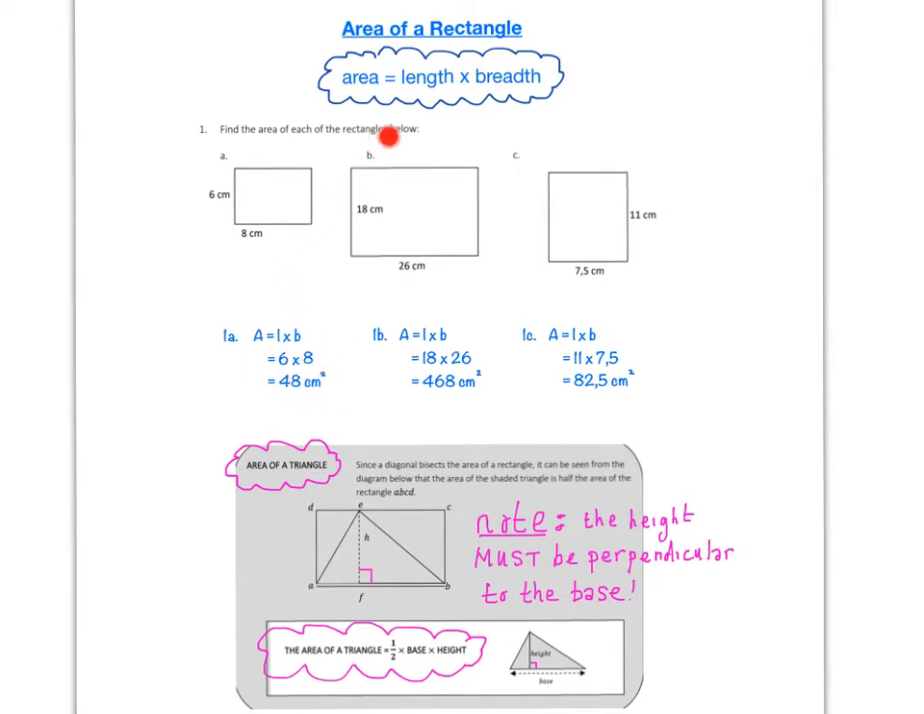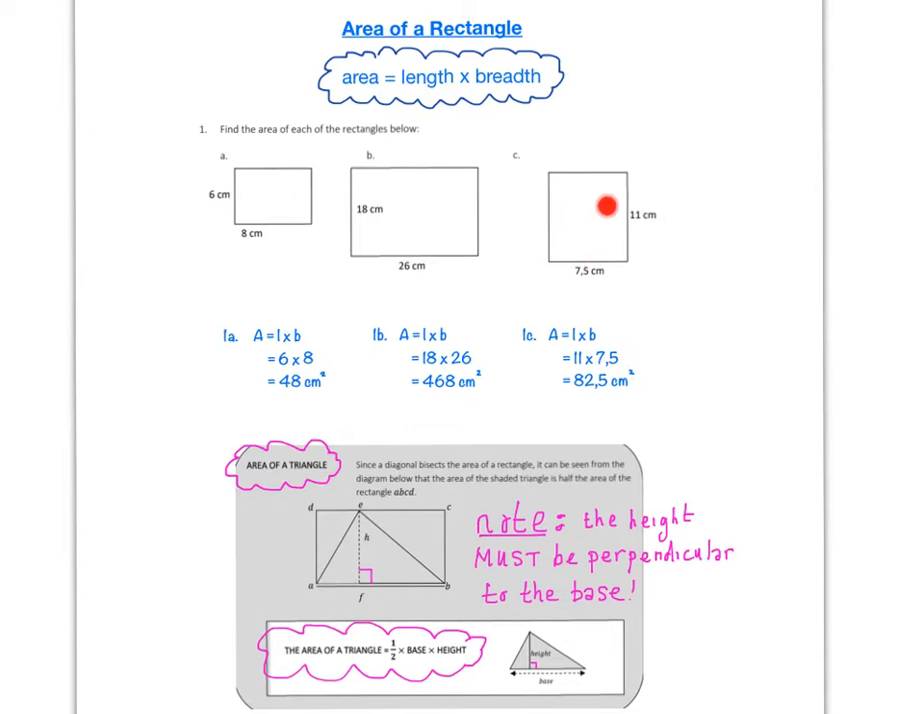So I start off my notes, not in your textbook. I just wanted to explain some things to you first. Working from the area of a rectangle, three quick examples here. This area is equal to 6 times 8, which gives us 48 centimeters squared. For question B, we just multiply 18 by 26 to get 468 centimeters squared, and the last one we'd multiply 11 by 7.5 to give us 82.5 centimeters squared.